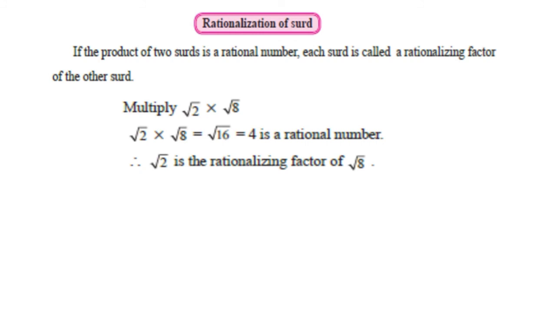Rationalization of surds. If the product of two surds is a rational number, each surd is called a rationalizing factor of the other surd. Example, multiply root 2 into root 8. Root 2 into root 8 means 8 2 is 16, root 16, and 16 is square of 4. 4 is a rational number. Therefore, root 2 is the rationalizing factor of root 8 and vice versa. Means root 8 is the rationalizing factor of root 2.